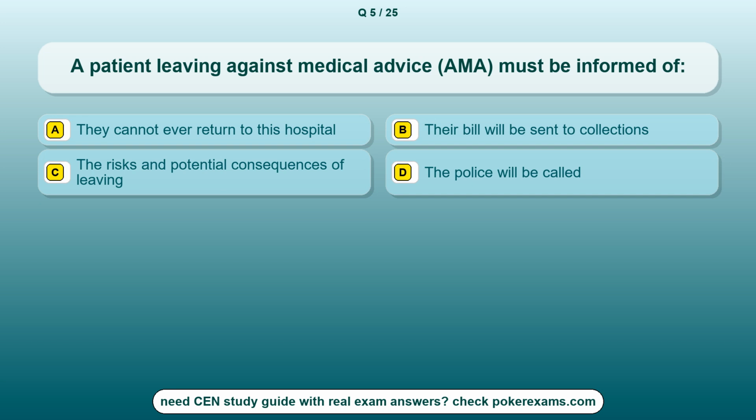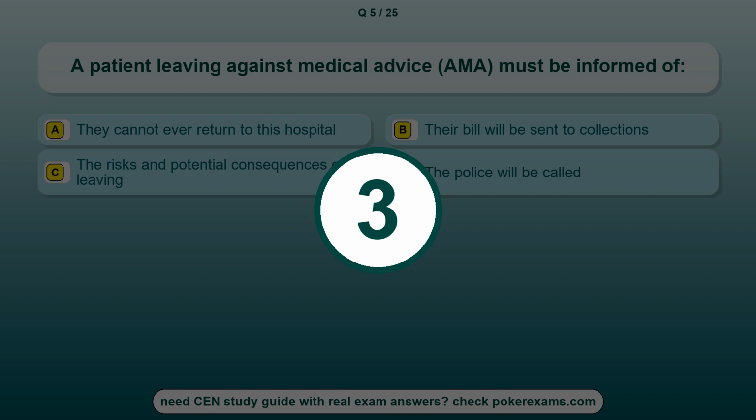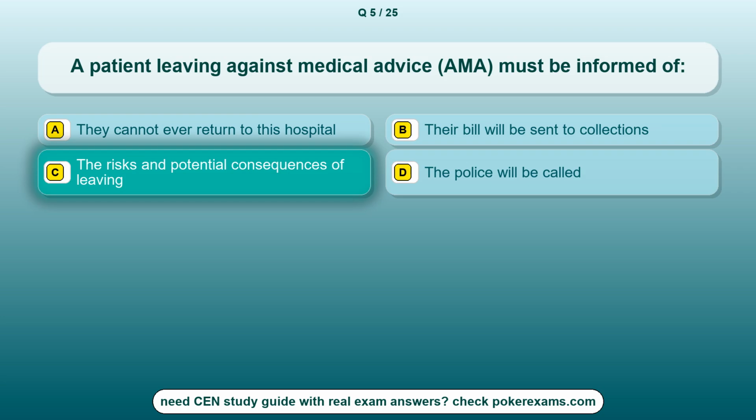Question 5. A patient leaving against medical advice, AMA, must be informed of Option A, they cannot ever return to this hospital. Option B, their bill will be sent to collections. Option C, the risks and potential consequences of leaving. Option D, the police will be called. The correct answer is option C, the risks and potential consequences of leaving.